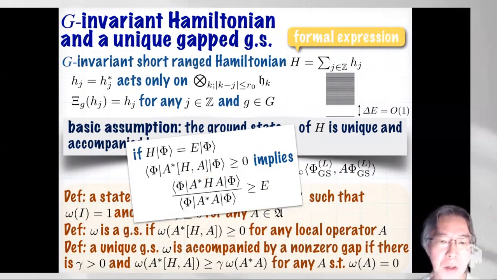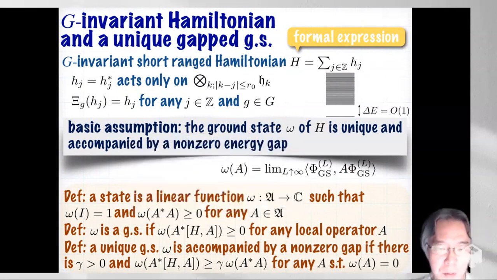So this means that you initially had the state phi with energy E, and then you acted on phi by this operator A to get a new state, A phi. And so the left-hand side is simply the energy expectation value in this new state A phi. So this is the variational characterization of a ground state. So if this is valid for any A, this means that you cannot lower the energy of phi by hitting phi with A. So that is the usual definition of ground state.